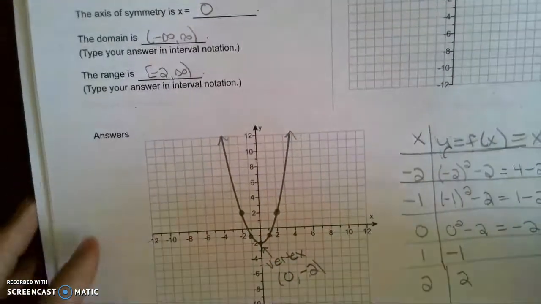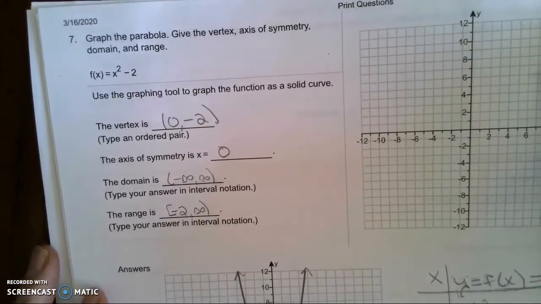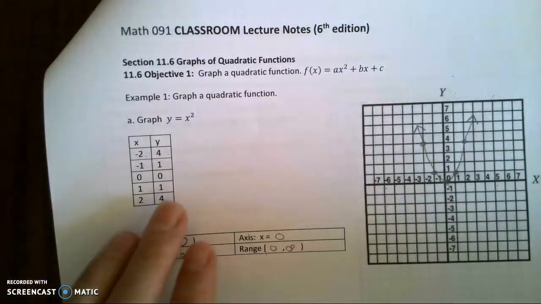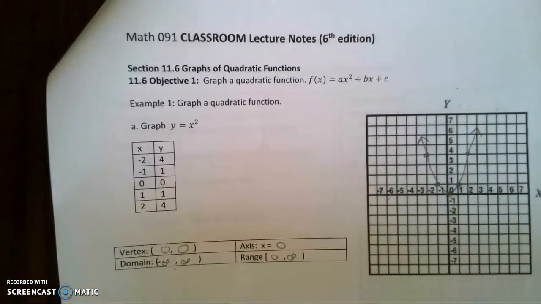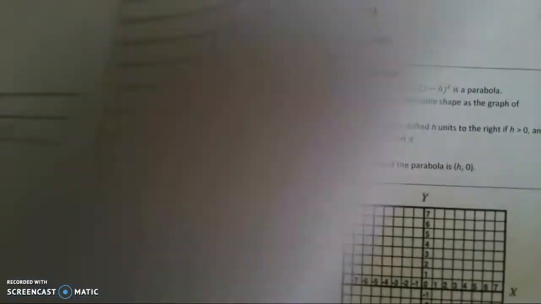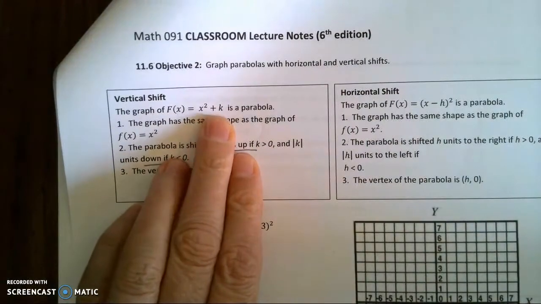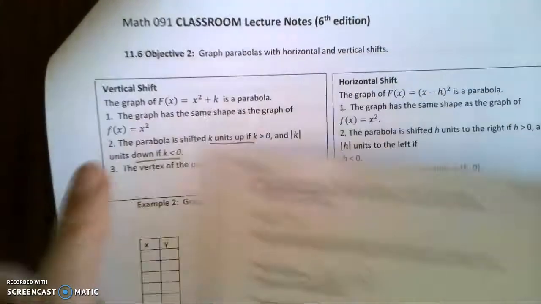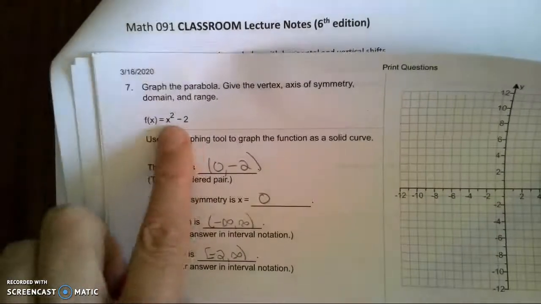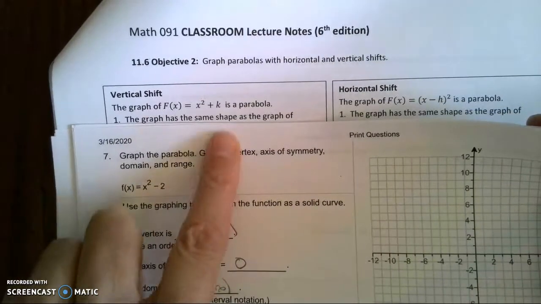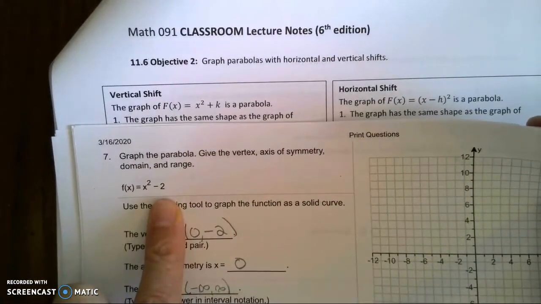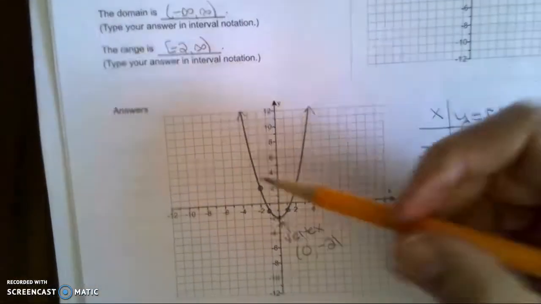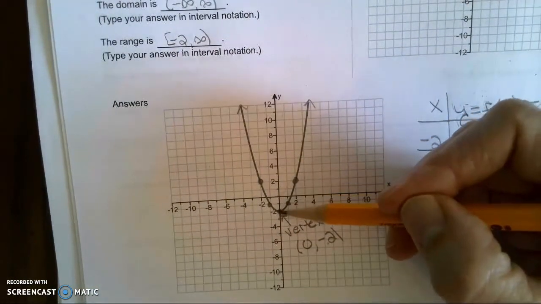Okay, so this is homework number 7 from 11.6. And it relates to this one right here because you're shifting down 2 units, because k is negative. So if you compare those two, k is negative, so you're shifting down 2 units. If you think about your original parabola, it actually goes right through here, and it's shifting down 2 units.